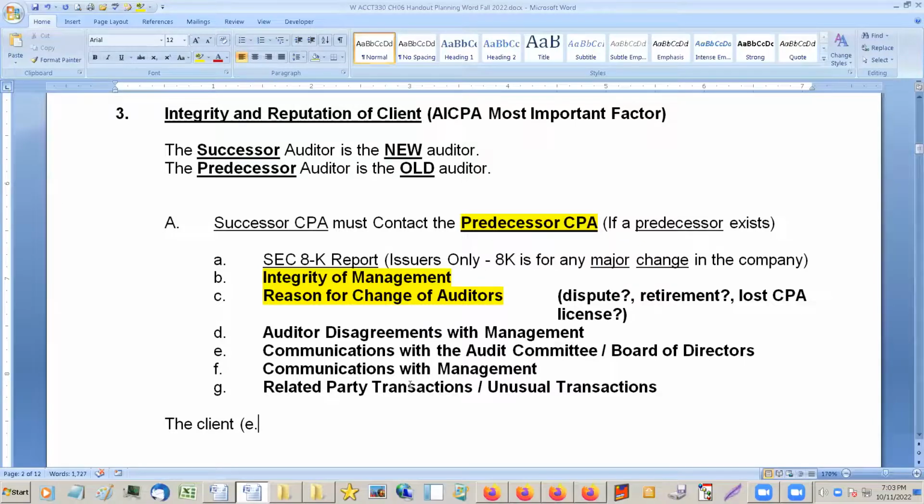We can't see the screen you're typing. Sorry, bad ventriloquist static. All right, yeah. So the client, thank you.